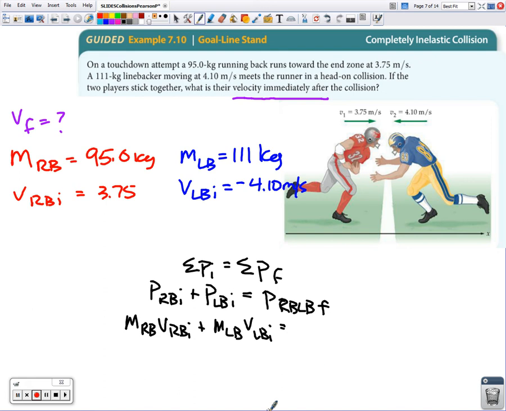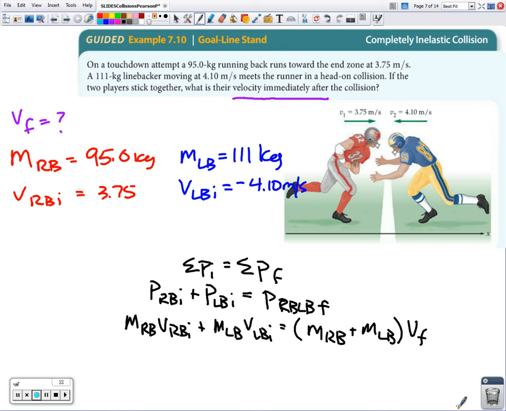Over here, like we said, because they stick together, there's only going to be one object. Mass-wise, what are we going to have to do? If the two objects come together and become one object, how do we get the mass when we're calculating the momentum? Just add them together. So mass of the running back plus mass of the linebacker times that final velocity.